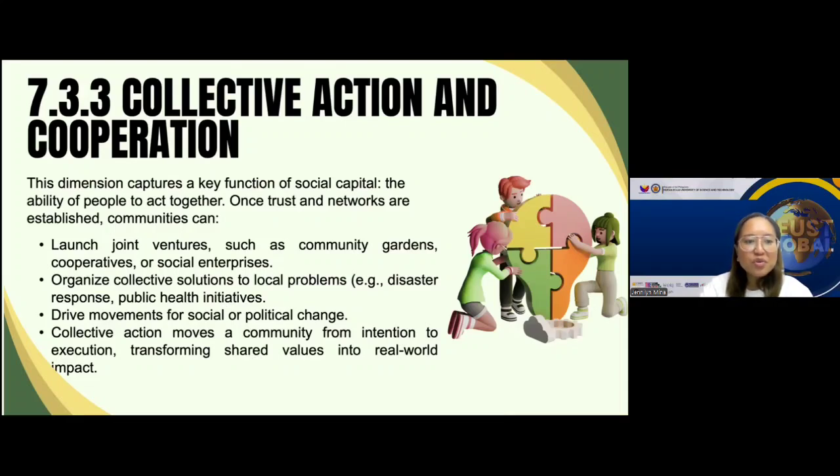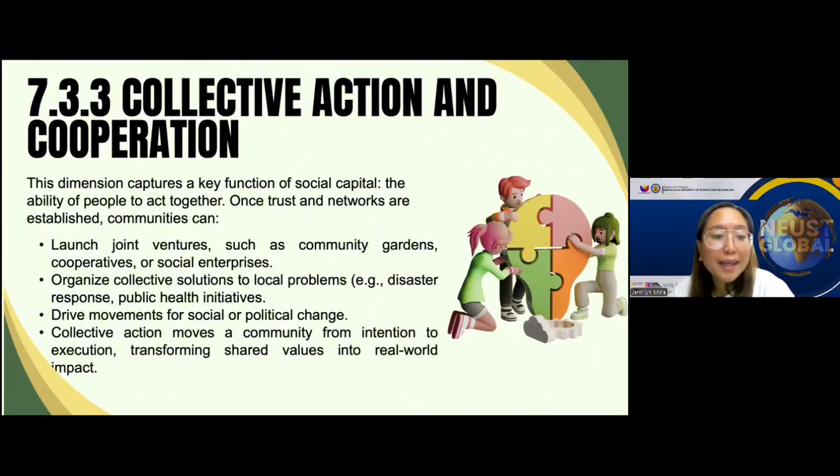So, what do communities do through collective action? They start community projects like cooperatives, gardens, or small social enterprises that benefit everyone. They also solve local problems together, such as organizing cleanup drives, disaster response efforts, or health campaigns. It promotes social or political change by uniting voices to call for fairness, for rights, or better community policies.